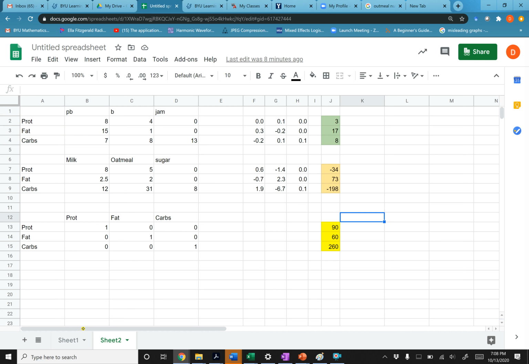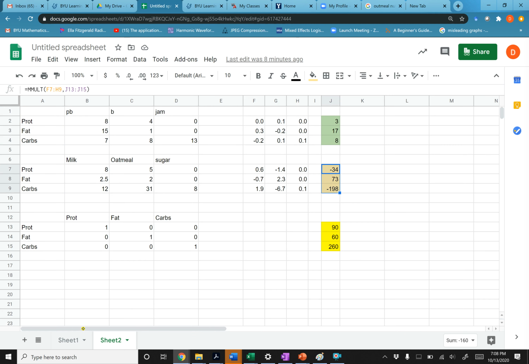This is milk, oatmeal, and sugar. And this is the matrix that connects it to protein, fat, and carbs. And this is the amount I need to eat every day. That doesn't make much sense. This is really heavy in the carbs, and I need to cut out 200 servings of sugar a day.